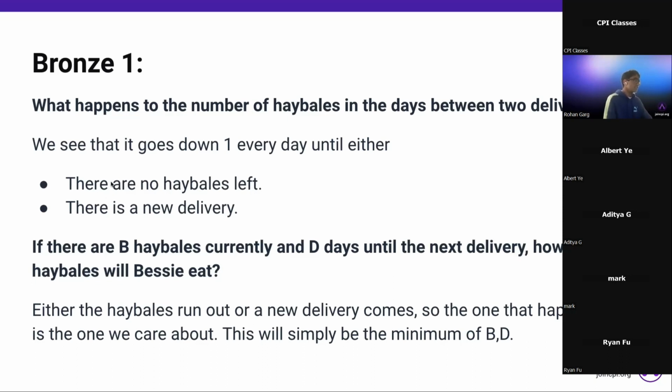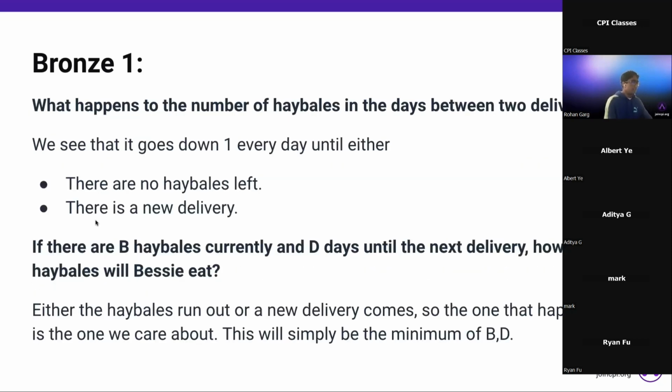The first event occurs at the minimum of B and D. If Bessie ate one hay bale every day with no limit, it would take B days to eat all the hay bales. But if a delivery is coming in D days and D is less than B, there would be a new delivery before Bessie finishes all the current hay bales. So the number of hay bales Bessie eats before the next delivery is the minimum of B and D.